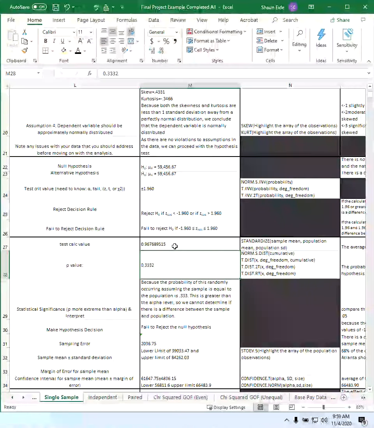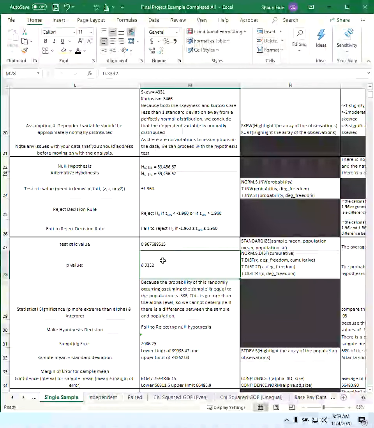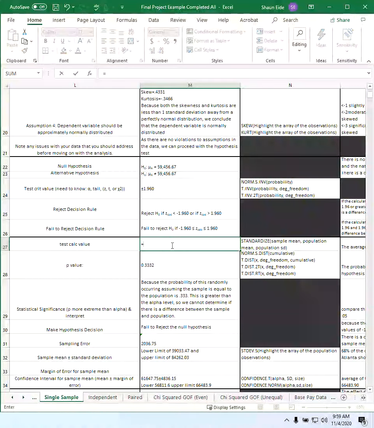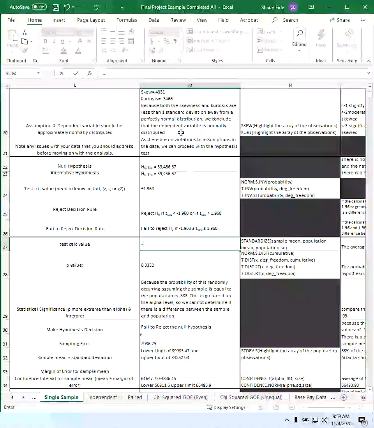There are a couple different ways to do this. You guys already know how to do this, right? You calculate the mean in comparison to the standard deviation. So this is just the z-score. The test calculated value is the z-score. If you do the z-score, you're taking the sampling error and dividing it by the standard error.